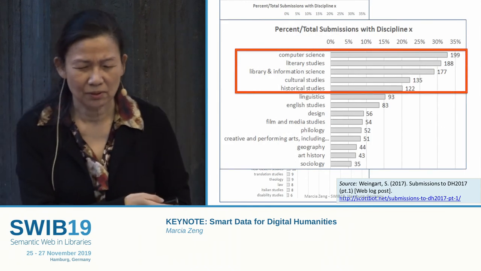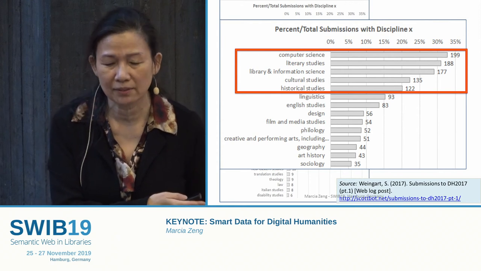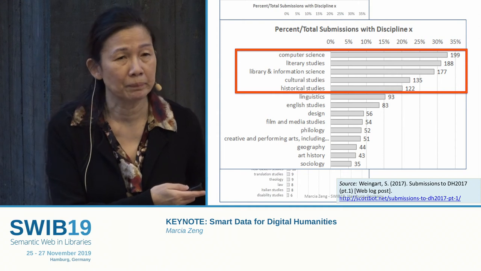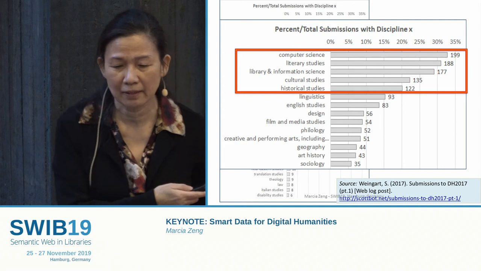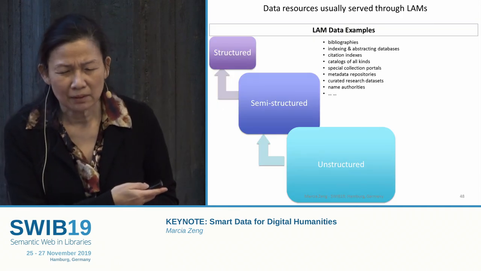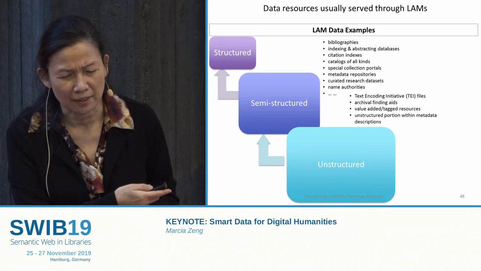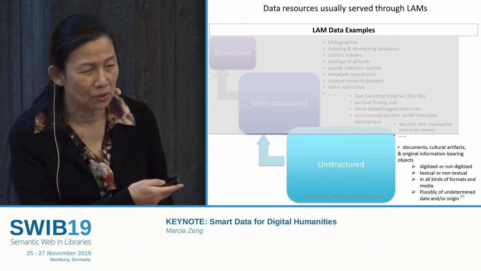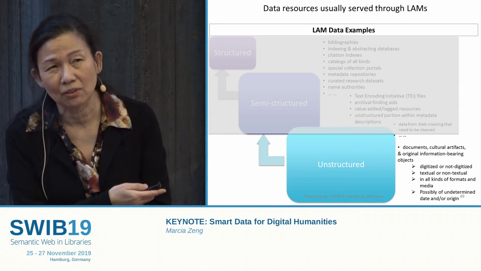Another way to show this is the digital humanities conferences, where library and information science is always on the top, and almost every presenter has collaborated with archive people, mostly our archive people. So in the LAM data, we have structured data, semi-structured data, and unstructured data. Unstructured data is the most difficult to process, digital or not digital.